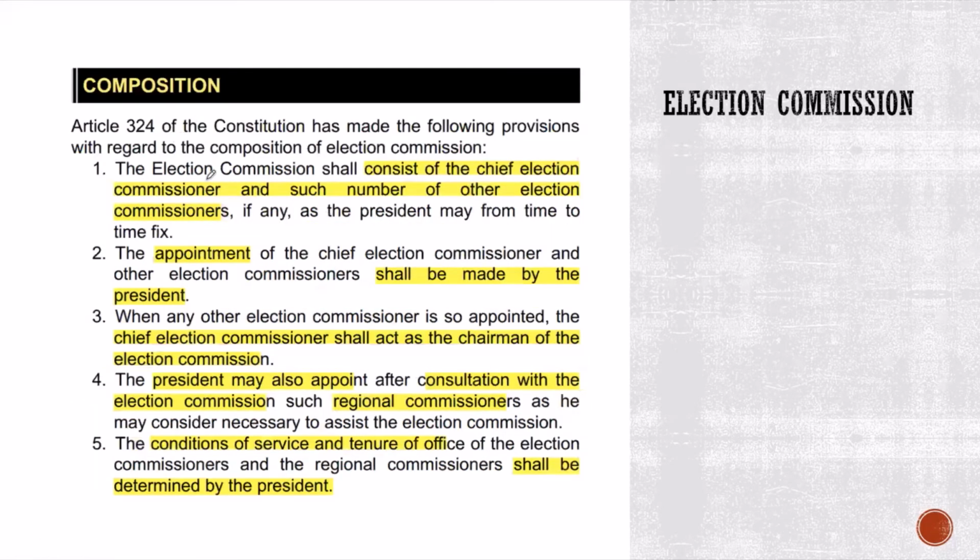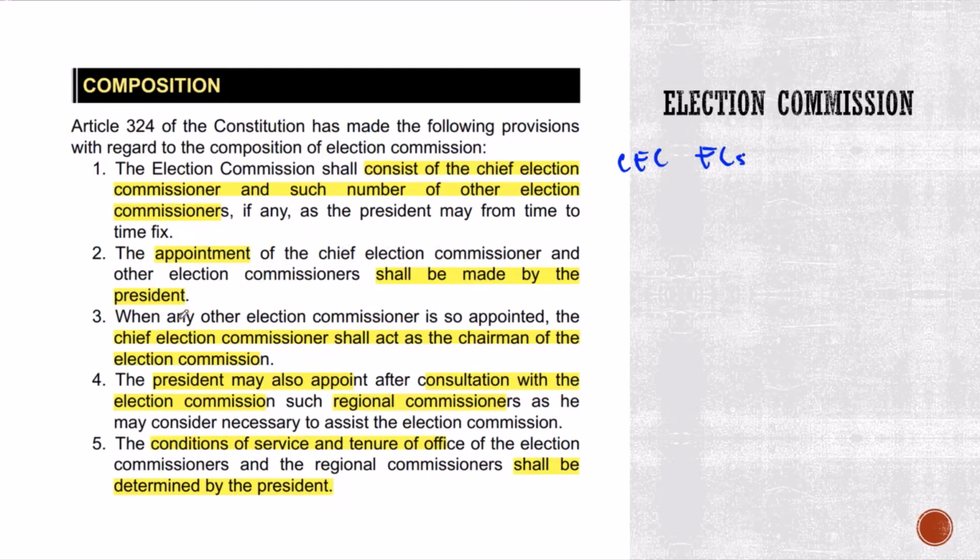Okay, in Article 324, the Election Commission shall consist of the chief election commissioner and some election commissioners as well. I'll just make a note here. The president, from time to time, will decide how many they want. The appointment of the CEC and other election commissioners shall be made by the president.